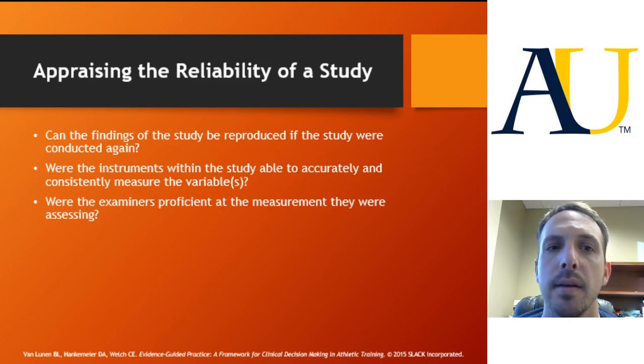Do we know what their intervention was? Do we know what their outcome measure was? Were those interventions and outcomes reproducible? Meaning, can we go and do the same sort of thing that they did? And if that is not the case, then obviously we would not be able to interpret the results of their findings, because we're not going to be able to reproduce what they did within their program.